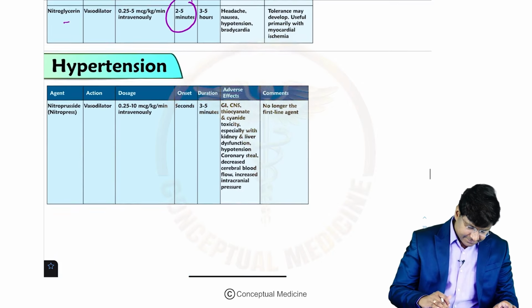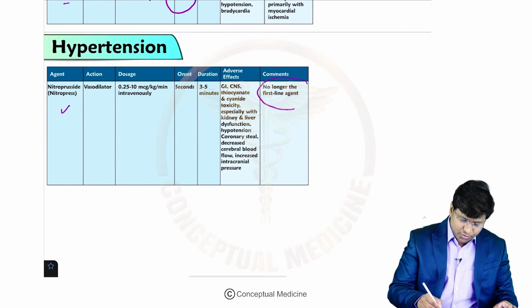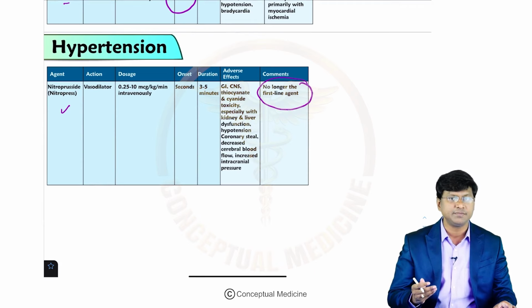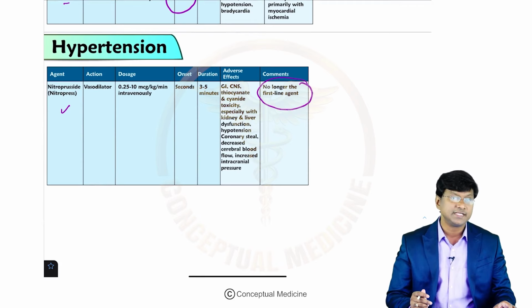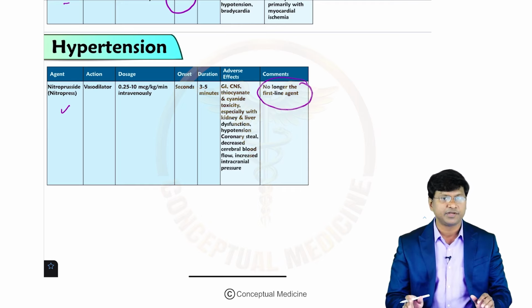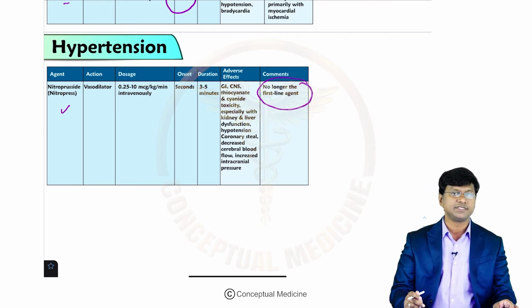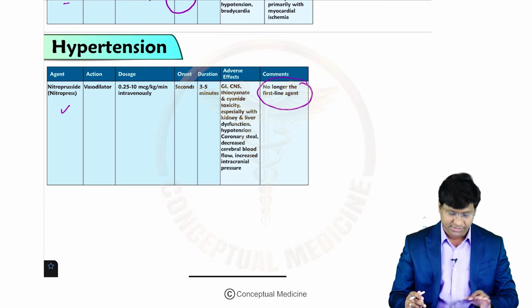Then we have nitroprusside. This nitroprusside is no longer used as a first line agent because it is associated with cyanide toxicity. So now these are some of the important points related to your hypertensive crisis, which is nothing but the hypertensive emergency as well as the hypertensive urgency.